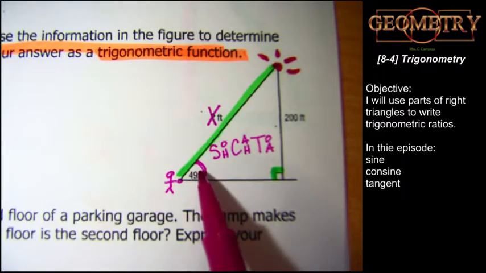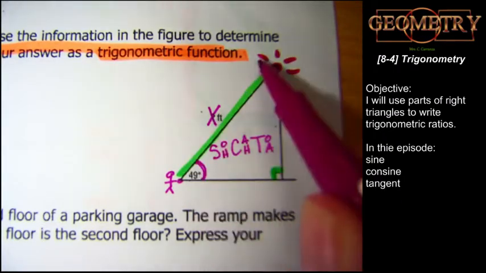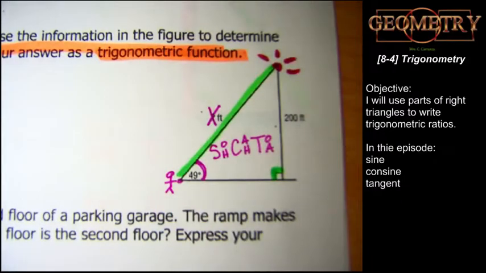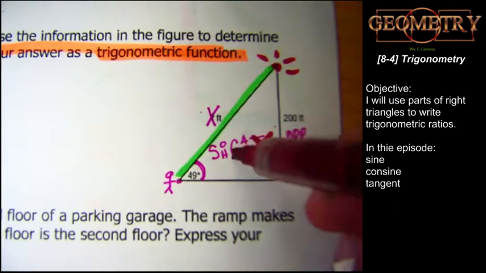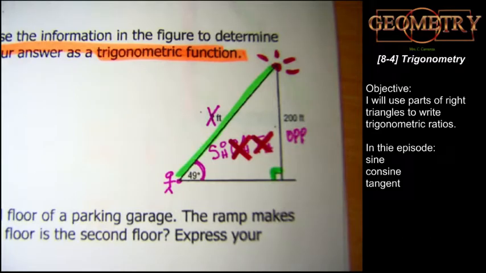Well, here's my angle. I have a hypotenuse, so that rules out tangent. Is this side, which is the length of the tower, opposite to the angle or adjacent to the angle? It is opposite to the angle. And so that means cosine is out. We're using sine.